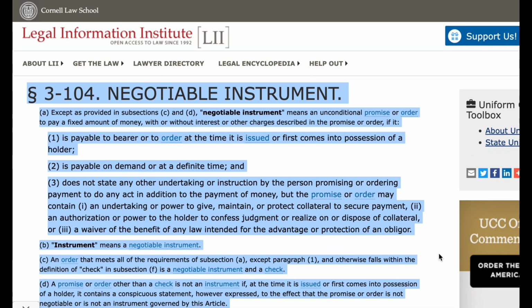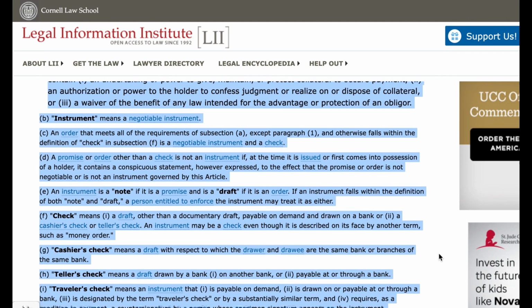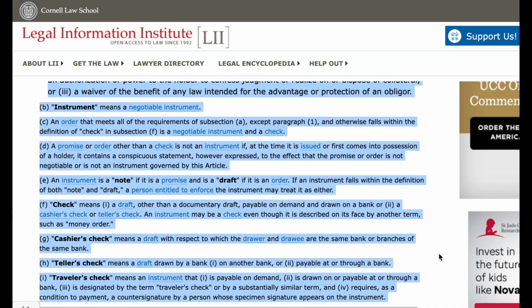B. Instrument means a negotiable instrument. C. An order that meets all of the requirements of subsection A, except paragraph 1, and otherwise falls within the definition of check in subsection F is a negotiable instrument and a check. D. A promise or order other than the check is not an instrument if, at the time it is issued or first comes into possession of a holder, it contains a conspicuous statement, however expressed, to the effect that the promise or order is not negotiable or is not an instrument governed by this article.